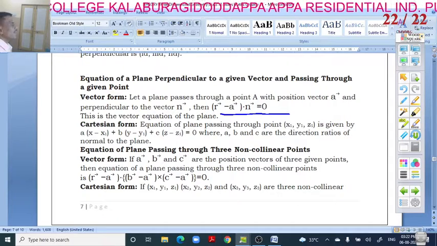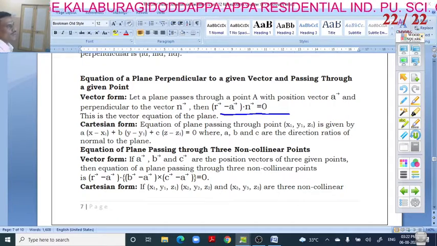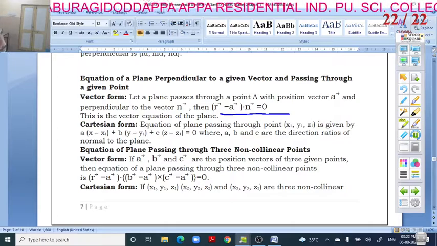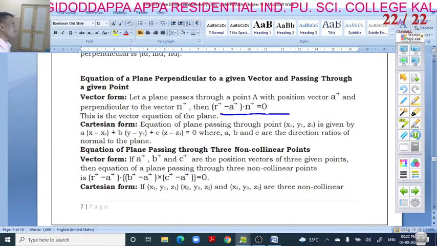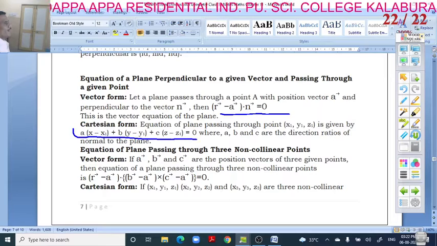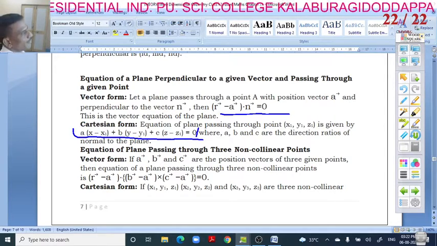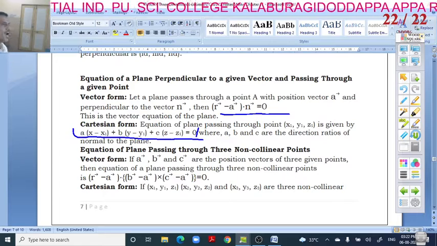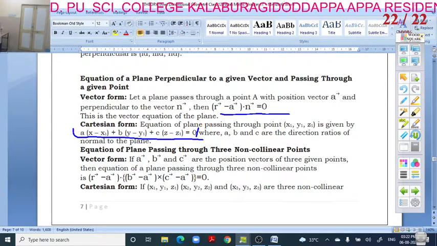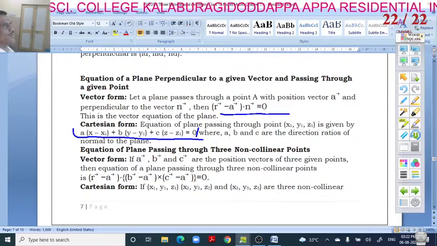Same thing if you are writing the Cartesian form, that is, the equation of a plane passing through the point (x1, y1, z1) is given by a(x minus x1) plus b(y minus y1) plus c(z minus z1) is equal to 0, where a, b and c are direction ratios of the normal to the plane.